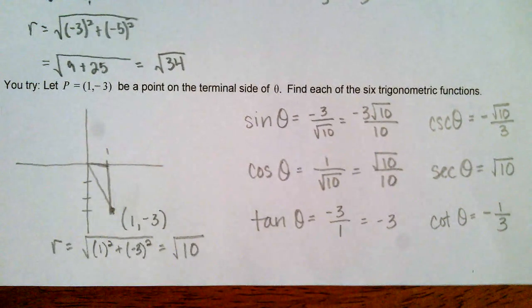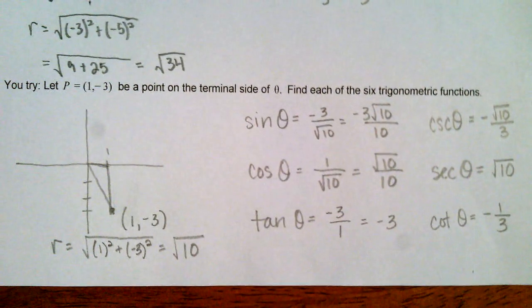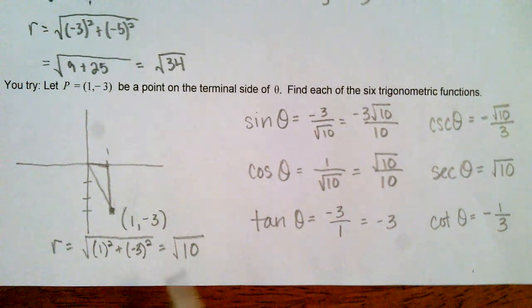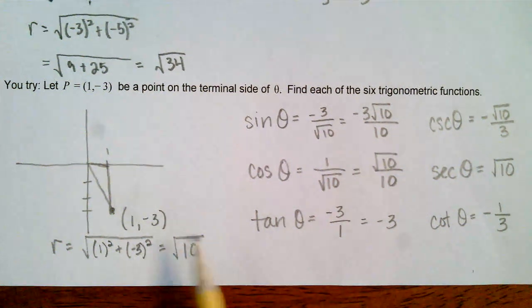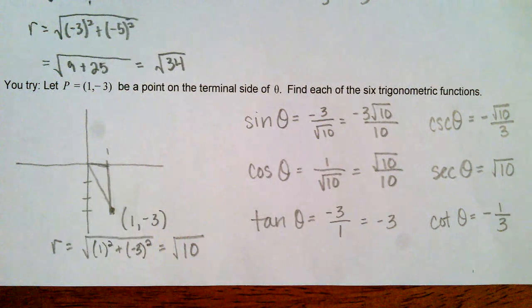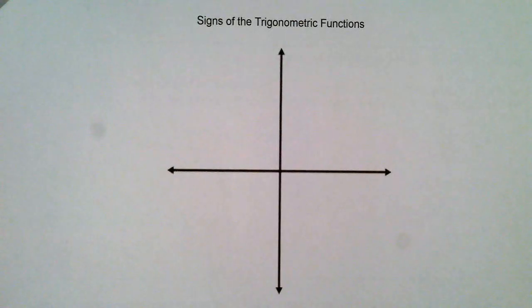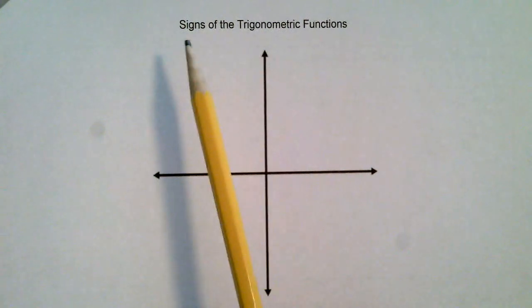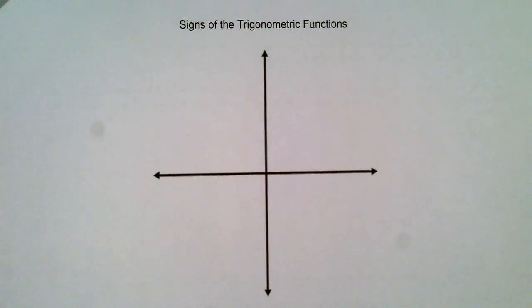So here are your answers to the Try. One thing I'm not sure I mentioned is that your r is always the positive value. Your r should always be positive. Your x and your y, their sign depends on what quadrant they're in. For many of the problems that we'll be solving, it's important to know the sign, whether it's positive or negative, of your trig function.